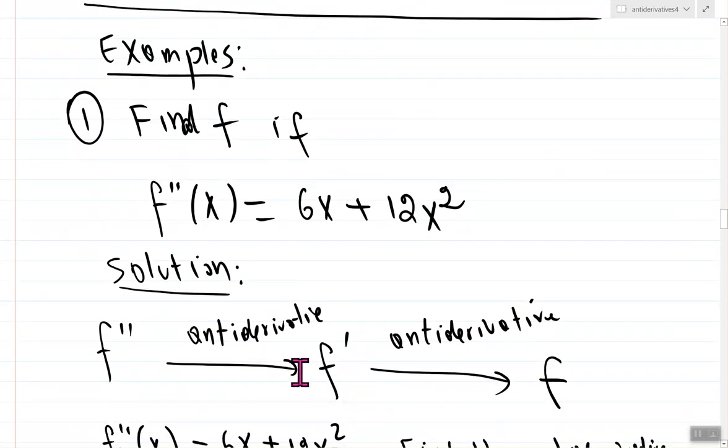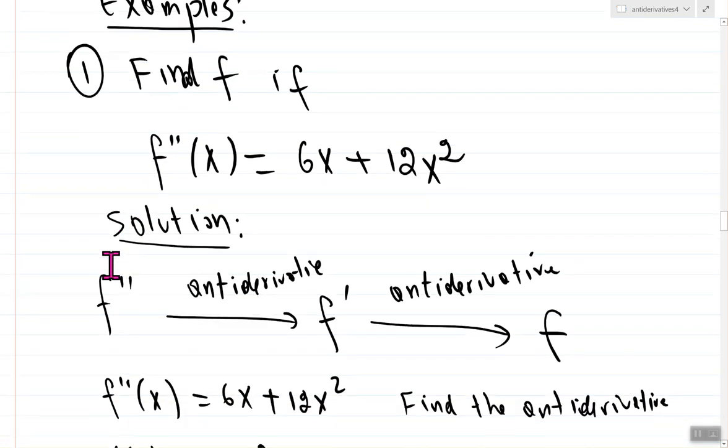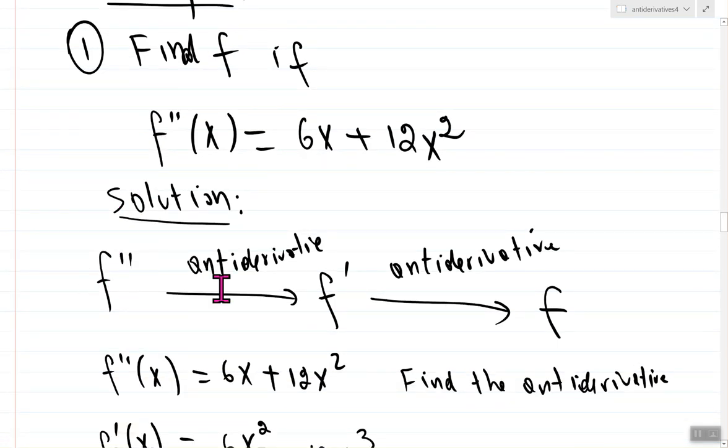Most of the time you will be given, as in this example, the second derivative of the function f of x, equal to 6x plus 12x squared. They want us to find the function f from f double prime. The steps are, we go from f double prime to f prime and then to f. We cannot go directly from f double prime to f. Therefore, we take the antiderivative of f double prime, which gives us f prime. Then when we take the antiderivative of f prime, it gives us f.